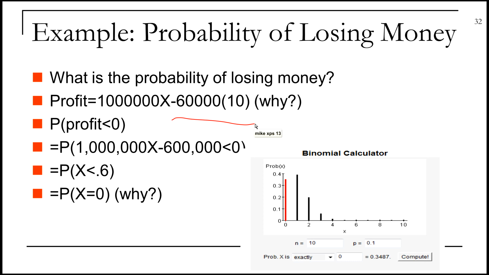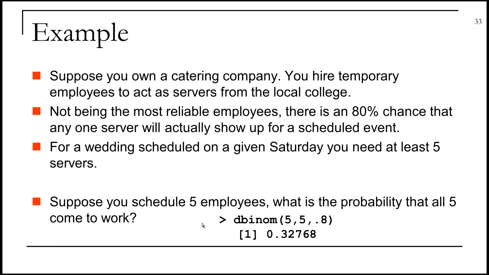Do a little math, that's x less than 0.6, x equals 0. Why? Because x takes on integer values. The only way x is less than 0.6 is if x equals 0, because the next value of x after 0 is 1. So this is going to be x equals 0. You can just go to a probability calculator, figure it out, because we know n and p. And this probably turns out to be 0.35 or so. So pretty low probability. Nice little example of oil drilling using the binomial.